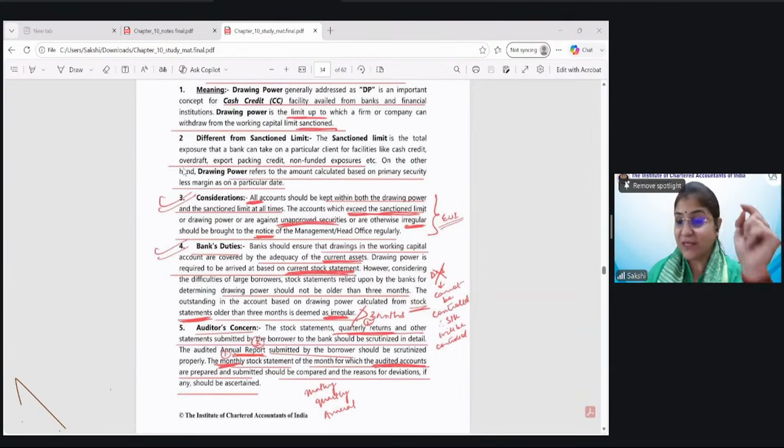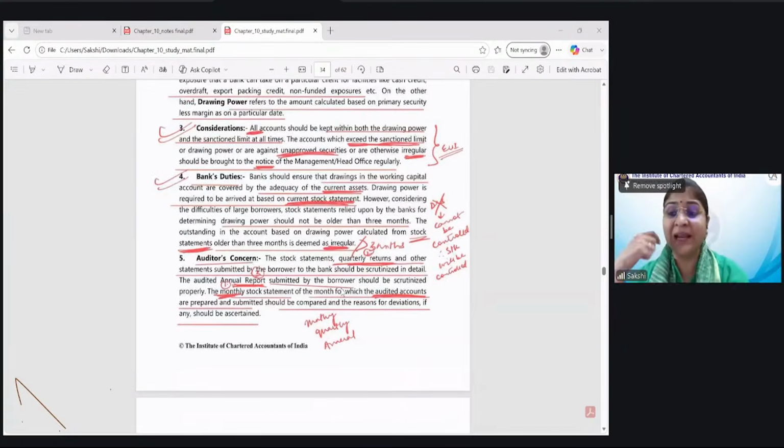Okay. So this was an important point that you should be knowing, okay? That can come in your MCQ also. That an account is deemed to be irregular if the stock statement is older than 3 months. So it's a little technical point that you should keep in mind.